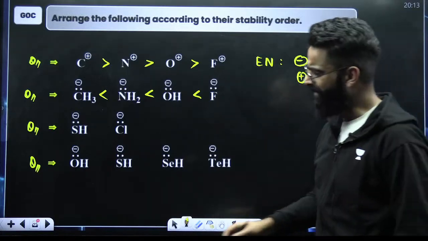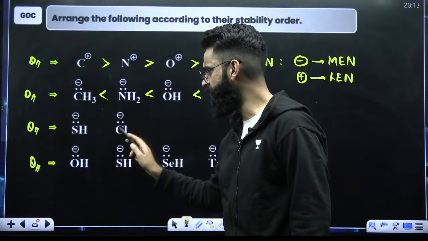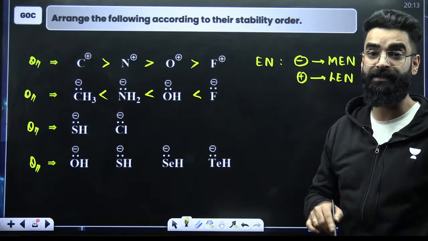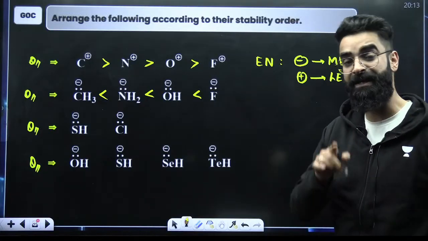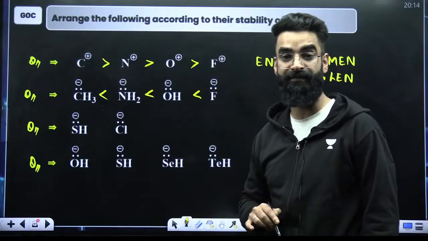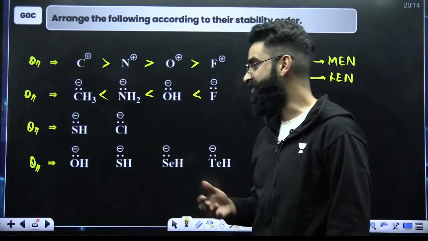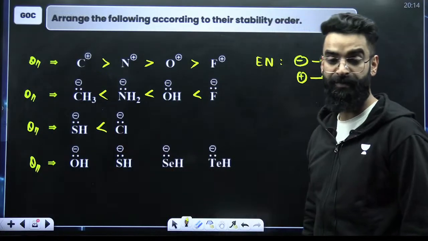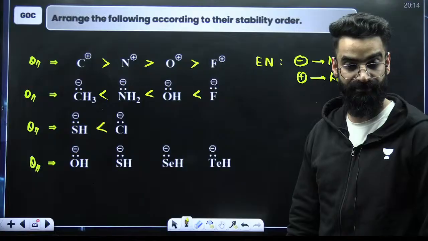Similarly, if you talk about sulfur carrying negative and chlorine carrying negative, they belong to the same period. And in the period, we again talk in terms of electronegativity. Negative charge is more stable on the more electronegative element. So negative charge on chlorine will be more stable than negative charge on sulfur. Simple.